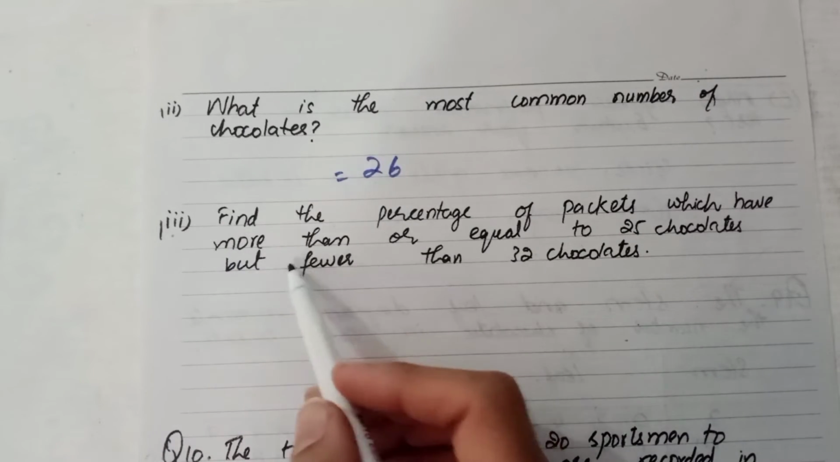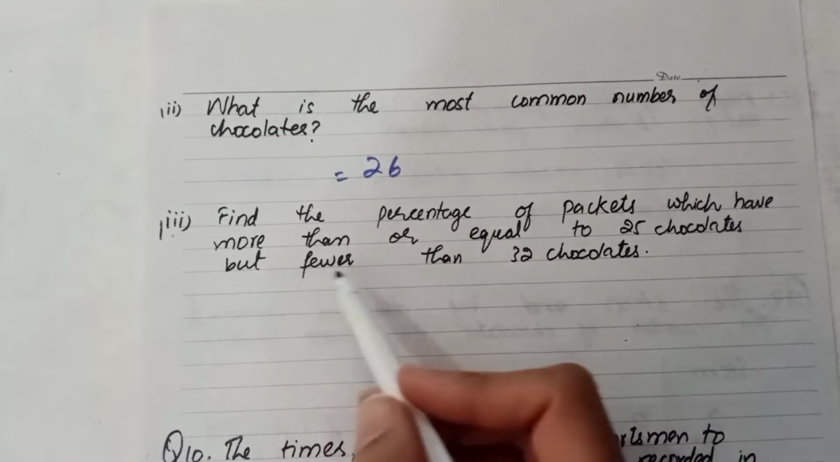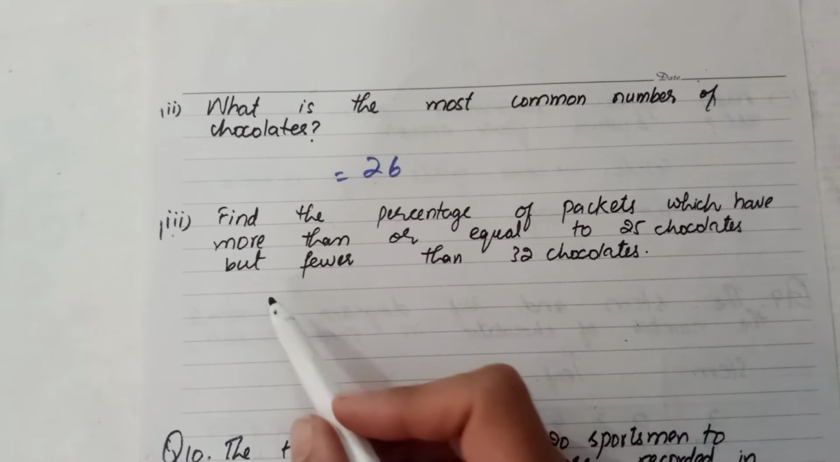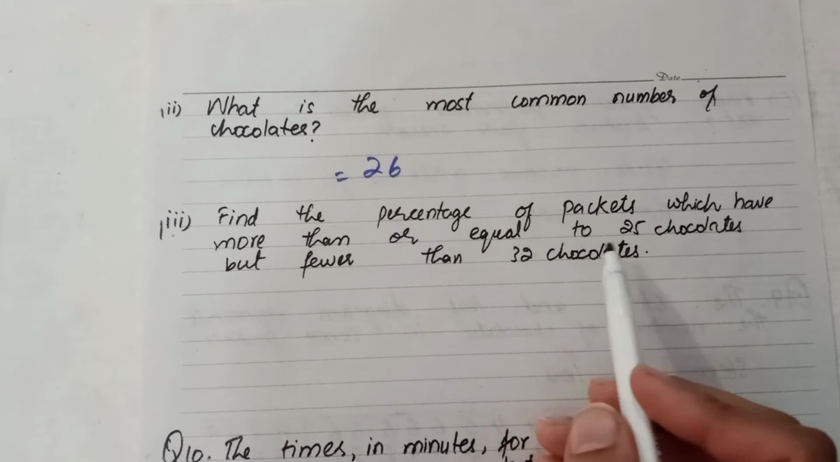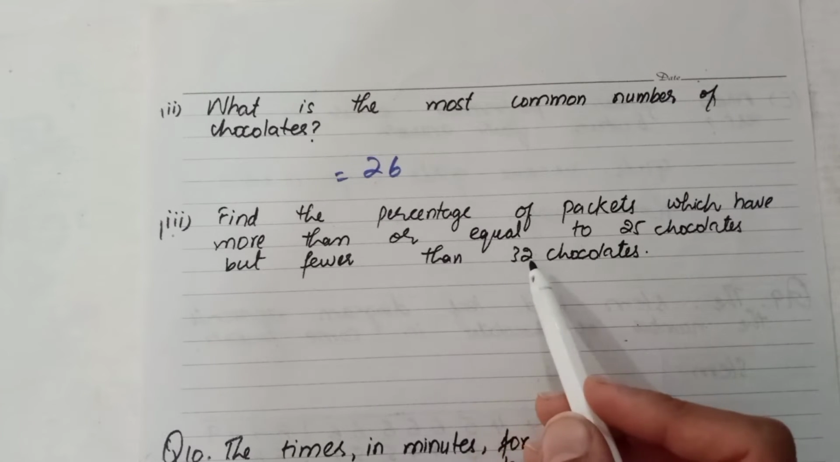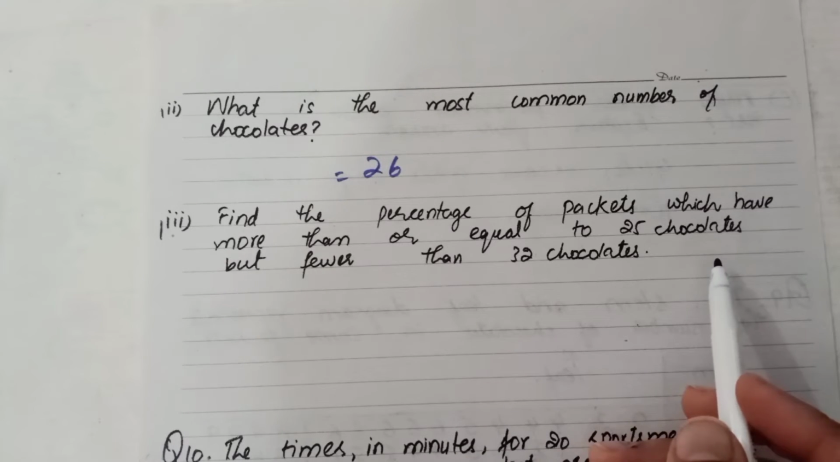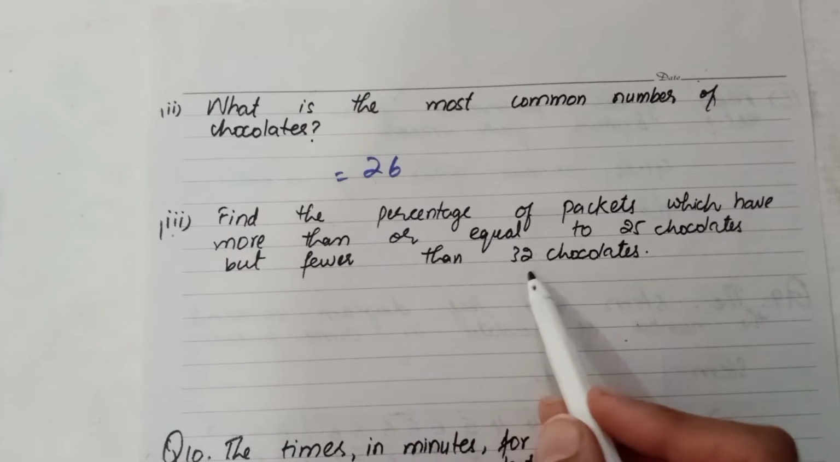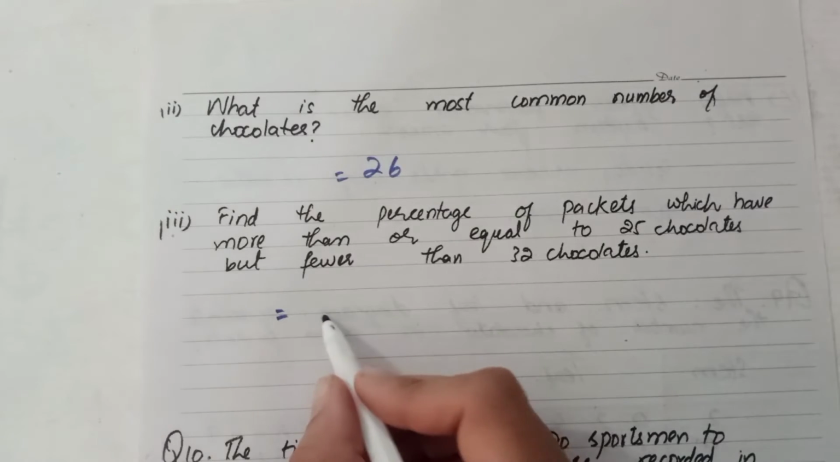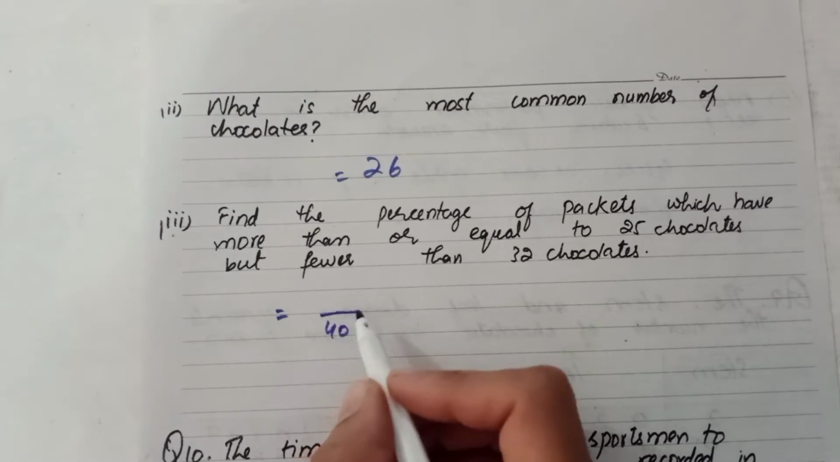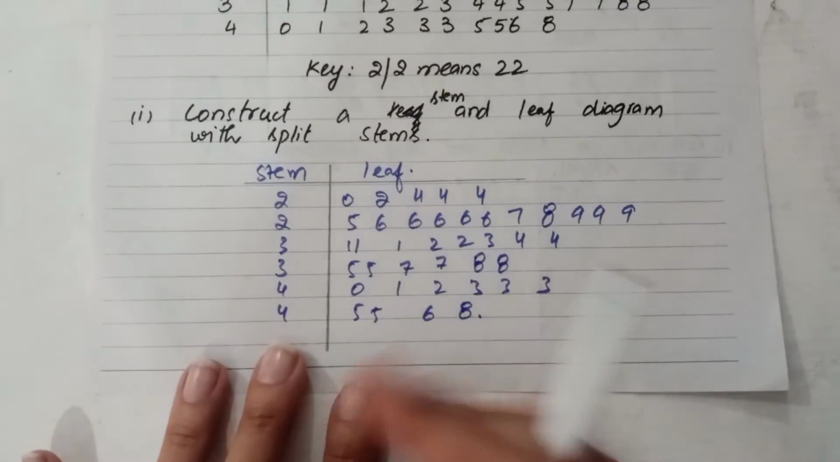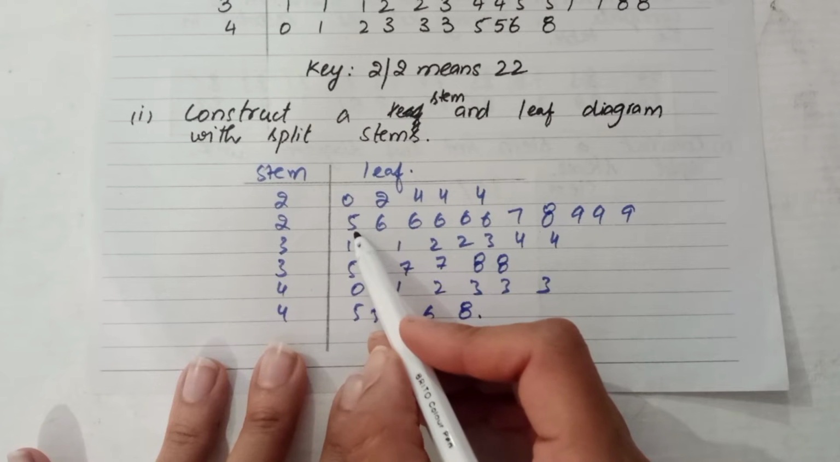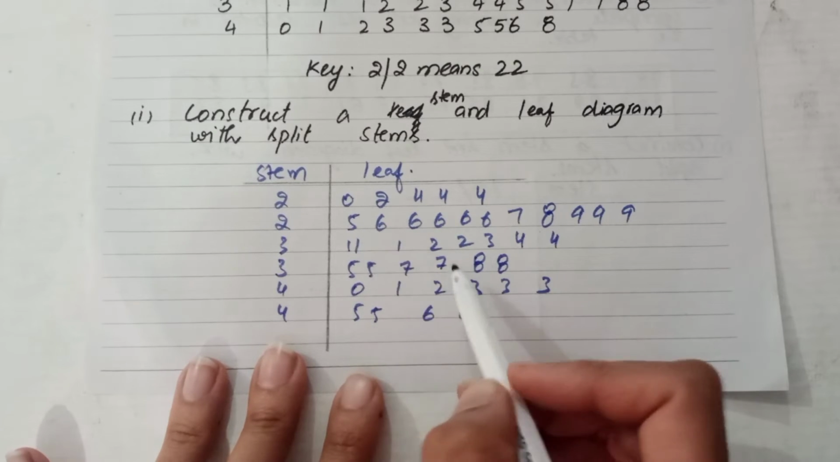Now students, part number 3: find the percentage of packets which have more than or equal to 25 chocolates but fewer than 32 chocolates. The total number is 40, and we have to count packets with more than or equal to 25 and fewer than 32.